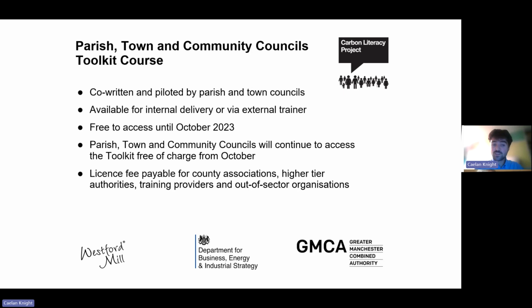For county associations, higher tier local authorities, training providers, and out-of-sector organisations, there is a license fee payable to receive those updates. So given we do a lot of work with local authorities in Scotland, we do hope and foresee a role for higher tier local authorities supporting community councils with carbon literacy training. And they can also access this toolkit course for a very small license fee.